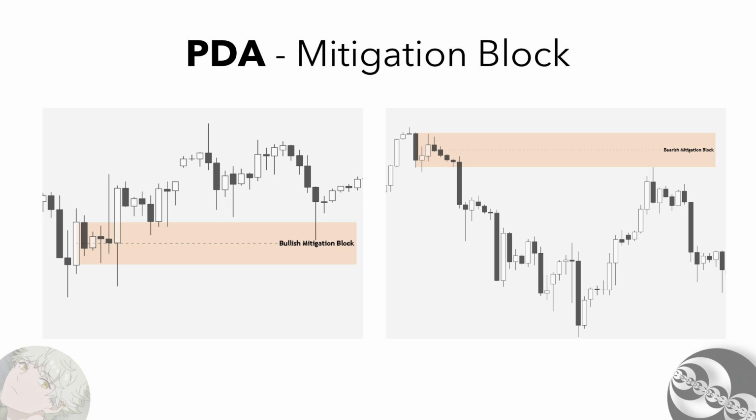Bullish mitigation blocks are formed from a low, high, higher low, higher high, and bearish mitigation blocks are formed from a high, low, lower high, and a lower low.